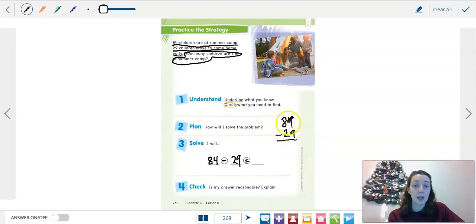So I have 4 minus 9, which I can't do without regrouping. So I have to make that a 7 and 14. 14 minus 9 is 5. 7 minus 2 is 5. Okay, so we have 55 is our answer. Now, in order to check that, we want to make sure that it makes sense. So I'm going to use my strategy of using addition to check. So 5 plus 9 is 14.